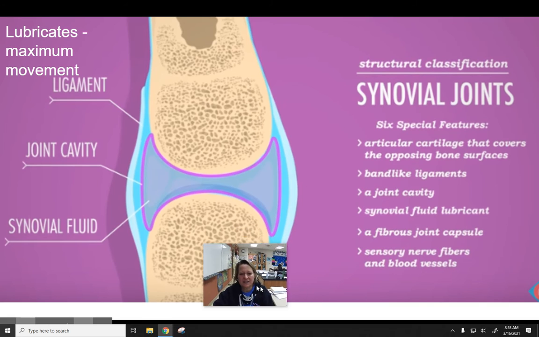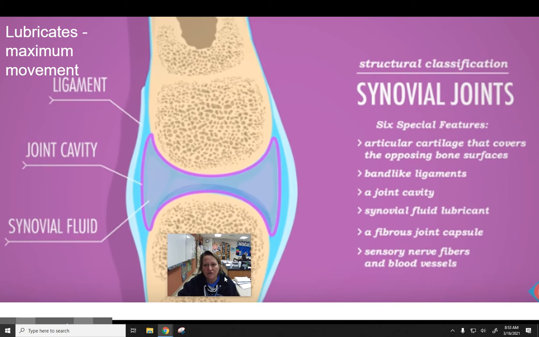The type that we're going to talk the most about are synovial joints. Synovial joints have six features. First one, articular cartilage. Articular cartilage is the cartilage that's covering the opposing bones, preventing the rubbing there. Then we have band-like ligaments that are going to connect one bone to the other bone. Remember, ligaments are the strongest of our connective tissue, and they go from bone to bone. Tendons go from bone to muscle.